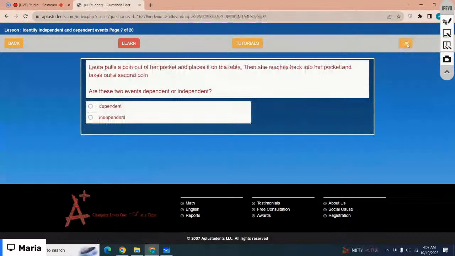Laura pulls a coin out of her pocket and places it on the table. Then she reaches back into her pocket and takes out a second coin. Are these two events dependent or independent? Which is the correct option? What do you think?